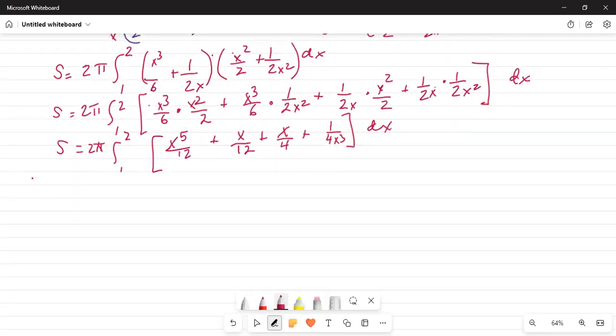So S is equal to 2 pi. Limits of integration are from 1 to 2. And inside the parenthesis here, x^5 over 12 plus x over 3 plus 1 over 4x cubed, and dx.